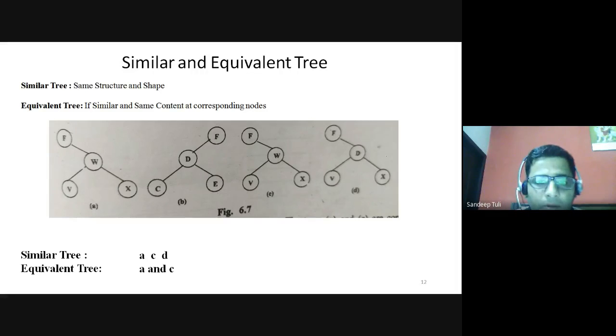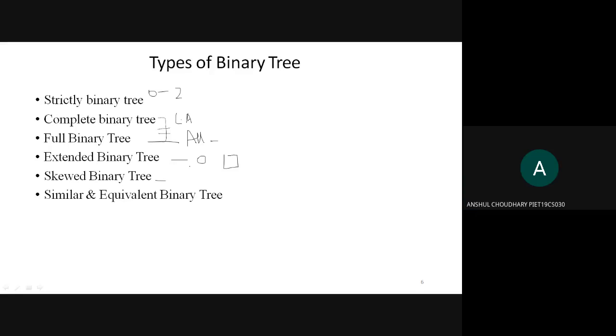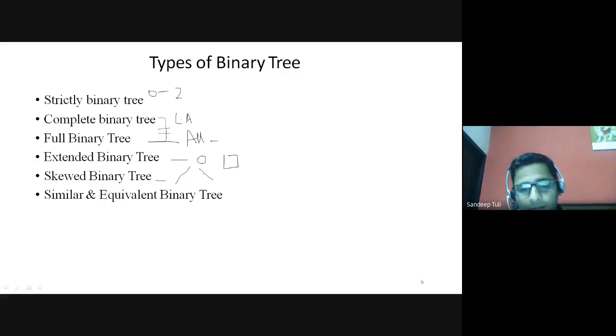So now we have learned about the different kinds of trees. Strictly binary tree means again 0 and 2 children only. Complete binary tree means left aligned. Full binary tree means all levels are completely filled. Extended means there will be two kinds of nodes, circle and square. Skewed means either left aligned or right aligned.